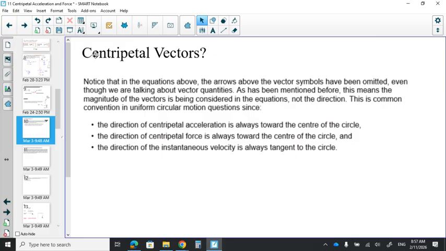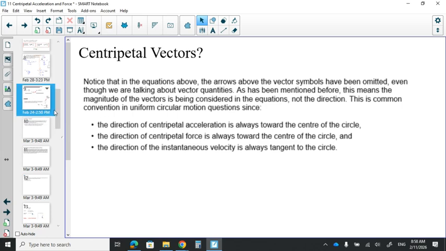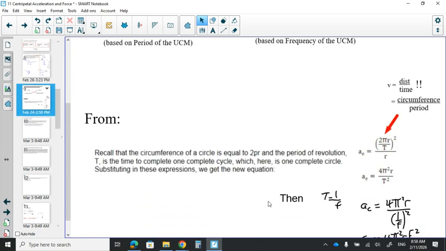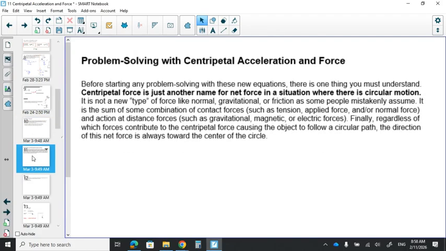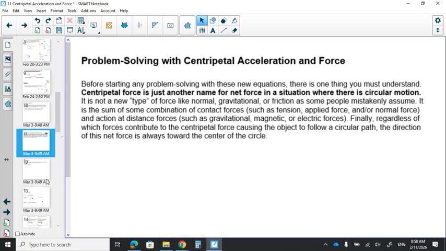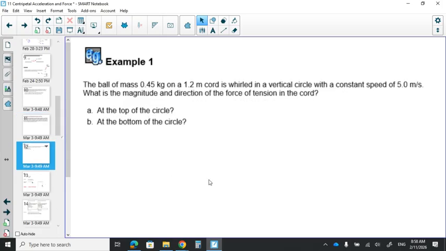I mentioned already the idea that they really are vectors, but of course it's just towards the center of the circle, right? So we don't usually draw in the vector symbol here, because it's a defined direction system rather than a set vector direction at any given time. And that's just a reminder: it's a centripetal force. It's just your net force.